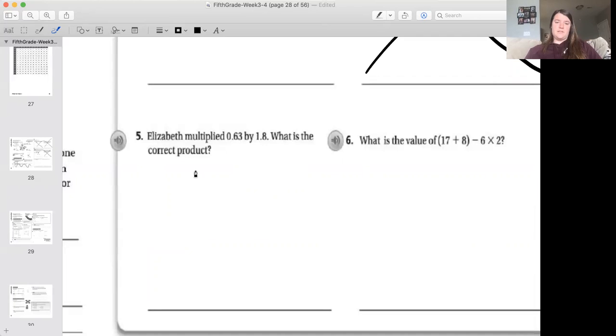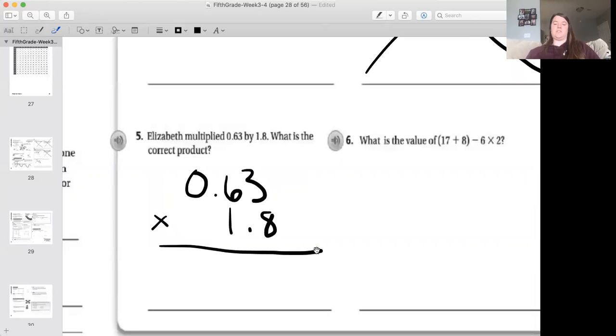Elizabeth multiplied 0 and 63 hundredths by 1 and 8/10. It wants to know the correct product. Product means answer to a multiplication problem. It already told you they multiplied. So you need to multiply these together. Do not forget your decimal. So you do need to do number 5.